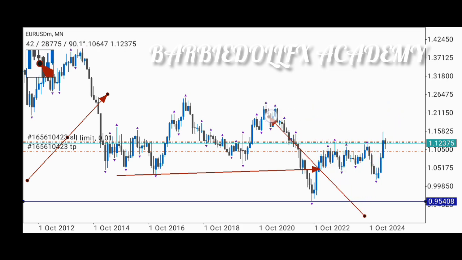That's a change of structure. But remember, we have this high, this high, and this high. So if price starts breaking all these highs, that means the market has changed to an uptrend, and that's what we call a reversal point. We call it reversal. That means price has reversed to the upside. That's how it is. But for now, EURUSD on the monthly time frame is still in a downtrend.